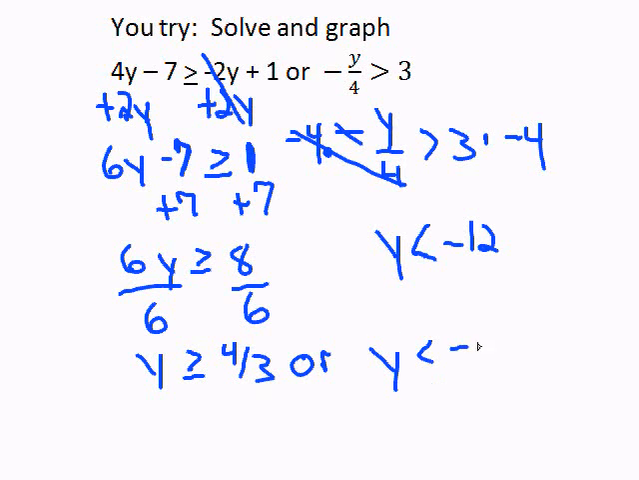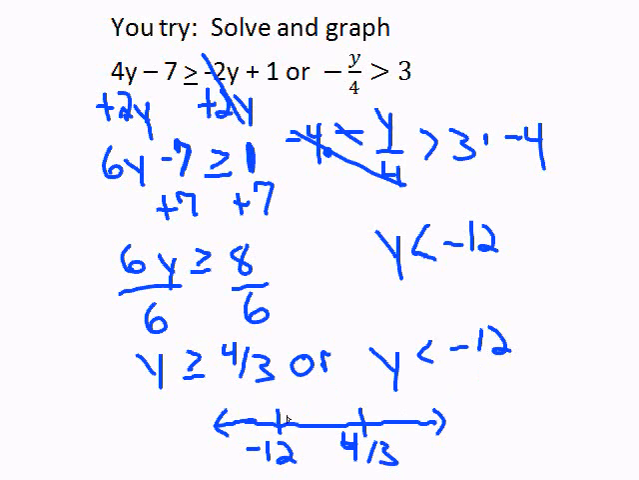Y is less than negative 12. Now we're going to graph both of these inequalities on the same number line. Always start with the least number. Since negative 12 is smaller than 4/3, I'm going to write negative 12 first. 4/3 comes second.